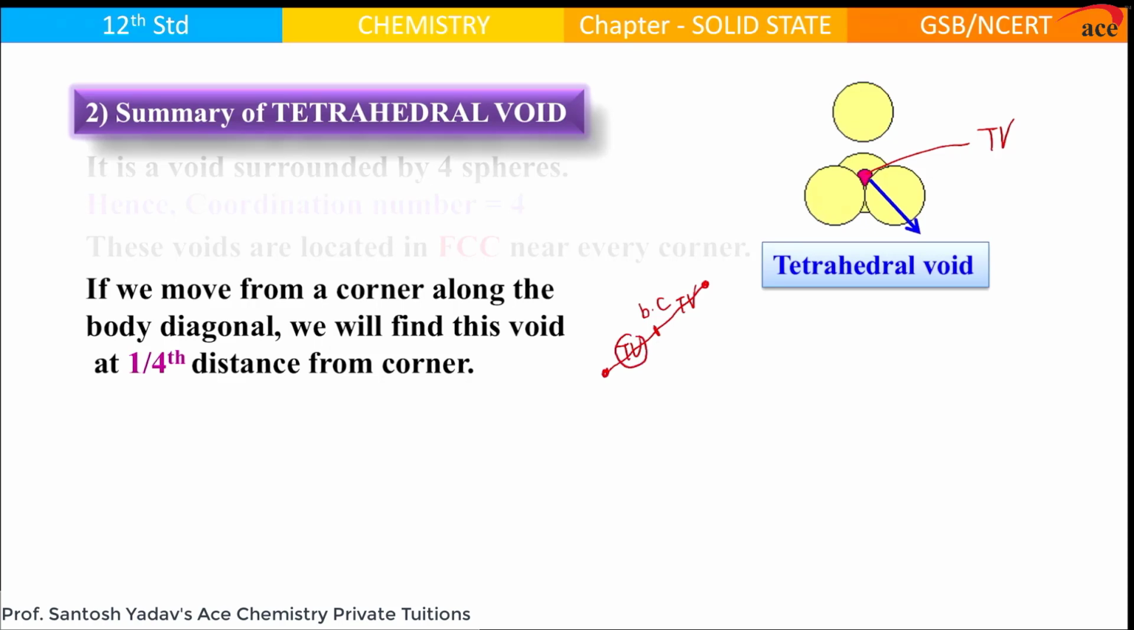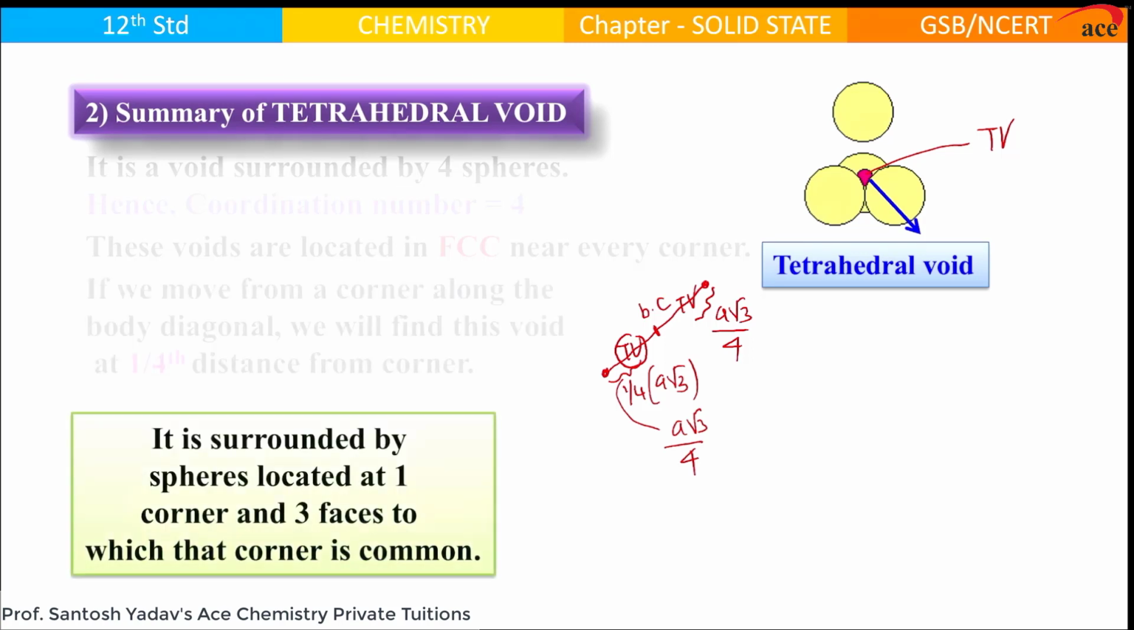So almost at 1/4 of the body diagonal the tetrahedral void is present, and the body diagonal is a root 3. So this spacing is a root 3 by 4. That is the place where the tetrahedral void is present. If you calculate from the other side, it is also a root 3 by 4. So it is at 1/4 distance from the corner, and we know the body diagonal is a root 3.